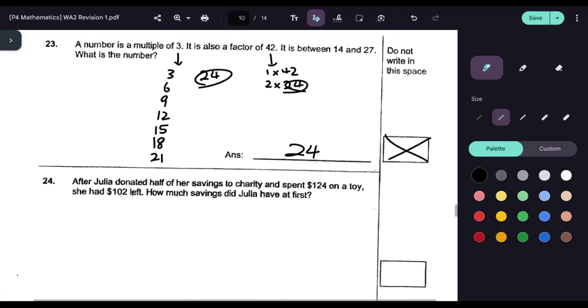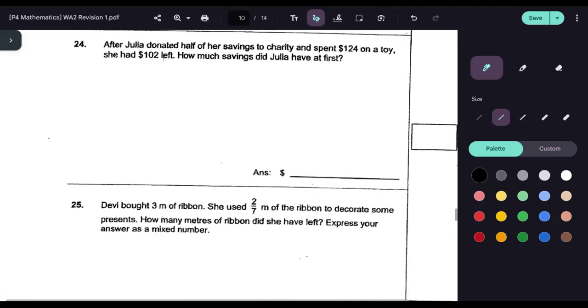Simple. Okay, next one. After Julia donated half of her savings to charity and spent $124 on a toy, she had $102 left. So, for this one, how much did she have? It will be 102 times 2.